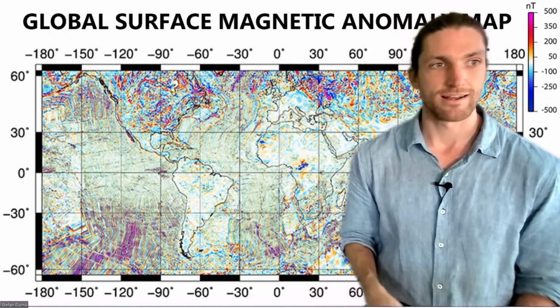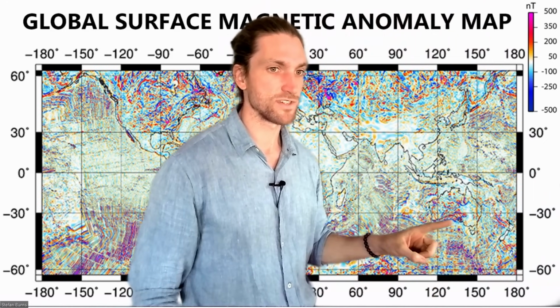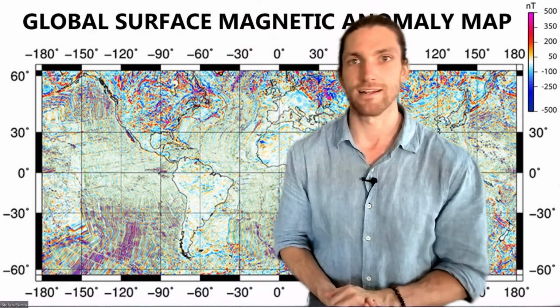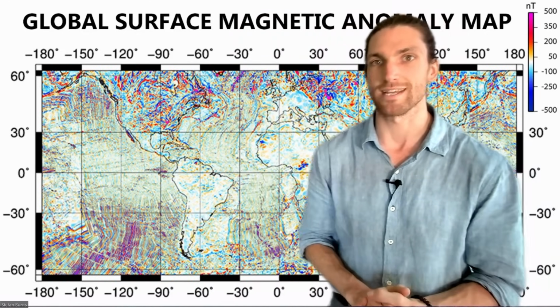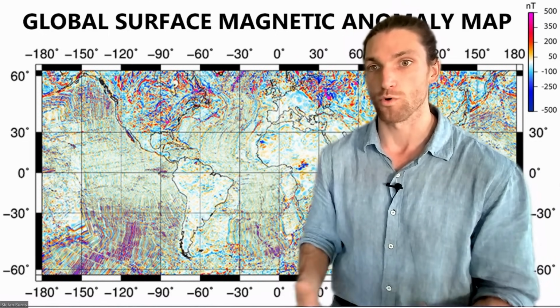So we'll talk about that and more. I just wanted to give you this overview map here. We also have some magnetic anomalies in Australia. So yeah, they're all across the planet, and a lot of them have not been explored in depth. So there's a lot that we don't know about these magnetic anomalies, their origin.